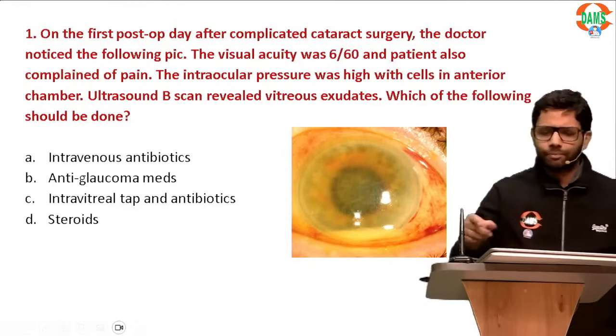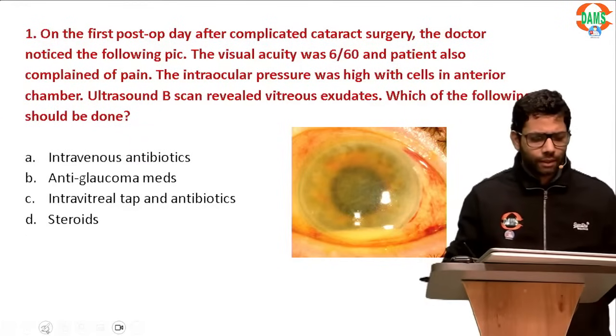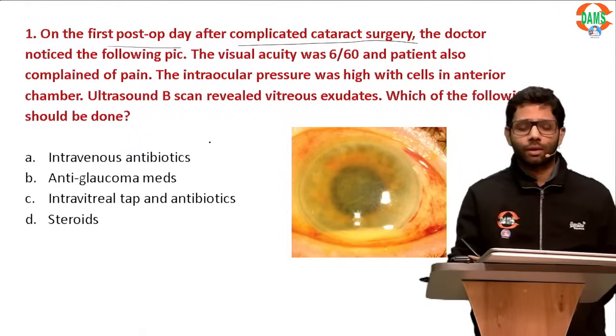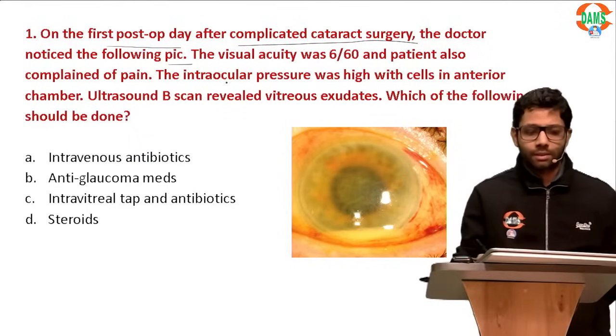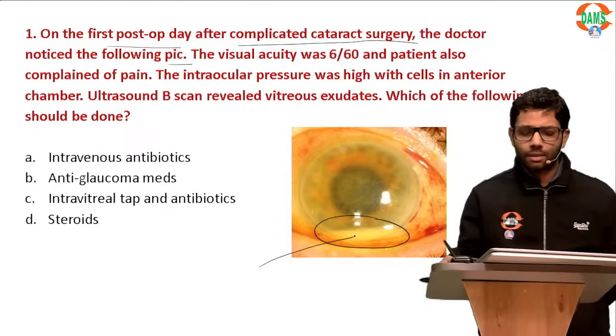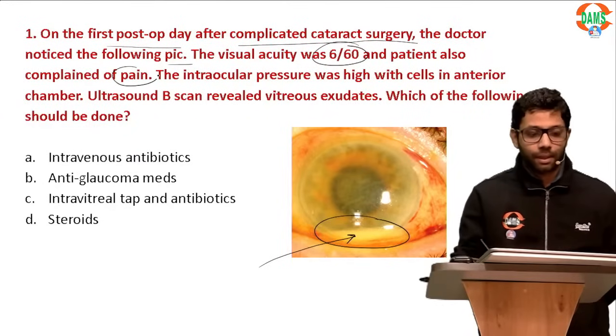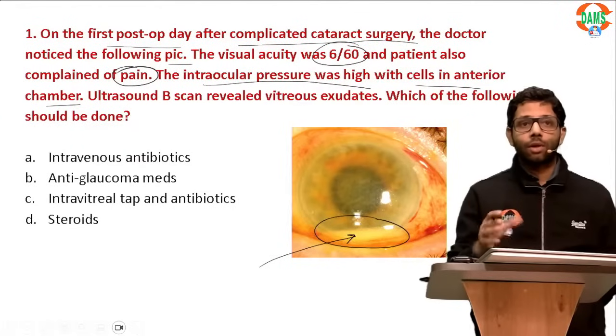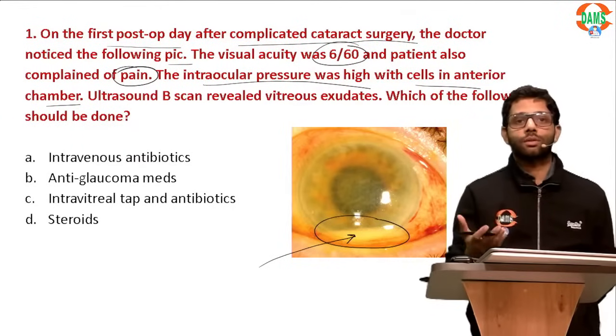But in the text, on the first post-op day, after complicated cataract surgery, means some complication is done during cataract surgery, the doctor noticed the picture which is showing only this yellow thing, hypopion. Visual acuity was less and there was pain. The intraocular pressure was high and there were cells in the anterior chamber. Whenever there is inflammation, there can be cells. Cells does not mean that there is uveitis. It is not per se idiopathic uveitis, but there can be some other causes.